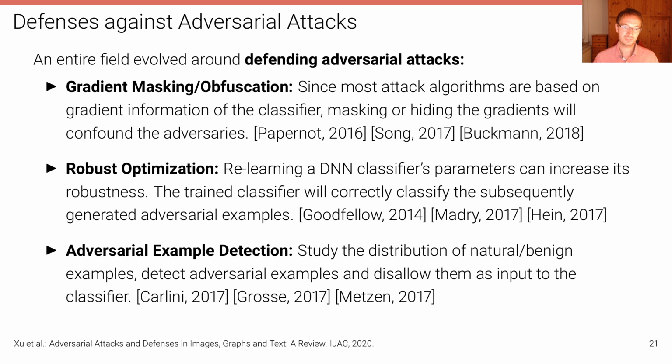And then there's also adversarial example detection, which is concerned with studying the distribution of natural or benign examples in order to detect adversarial examples and then disallow them as an input to the classifier. And there's many more papers. This is just a short list.